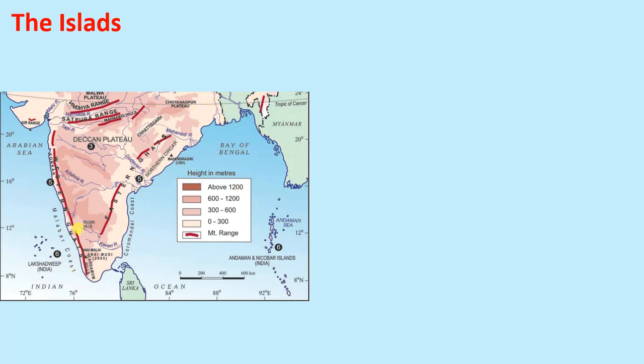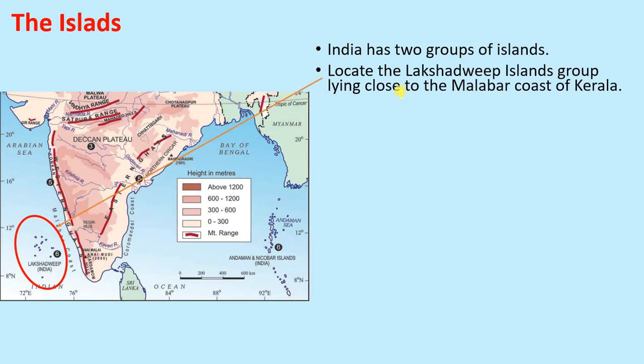If you see in this map, on the western side is the Lakshadweep group of islands, and on the eastern side the Andaman and Nicobar islands can be seen. So India has two groups of islands. Look at the Lakshadweep island group lying close to the Malabar coast of Kerala. This region is the Lakshadweep group of islands.